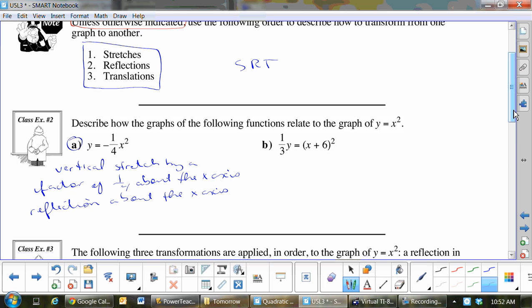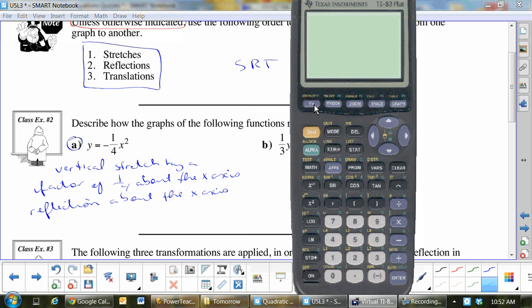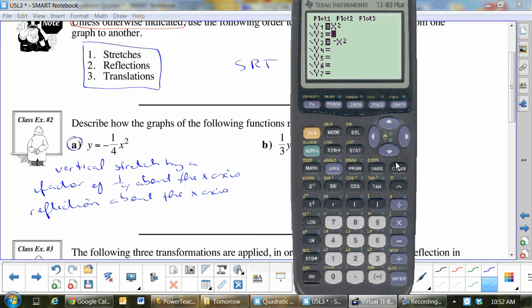Now, do you have a picture of that graph in your head? Because I'm going to show it to you. I want to see if it's the picture you have in your head. You don't have to do it. No, that was my original, right? So let's do negative 1/4 x squared. Now, do you have the picture in your head? Is it this?